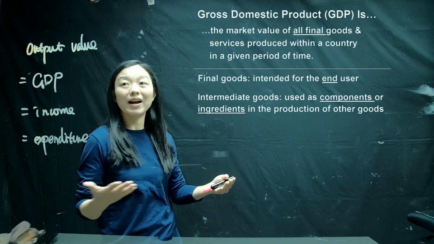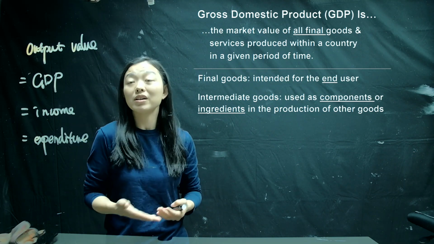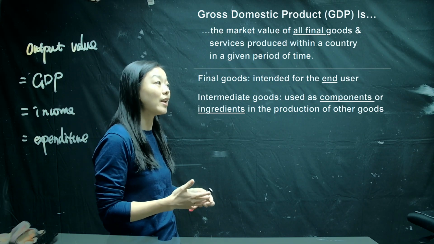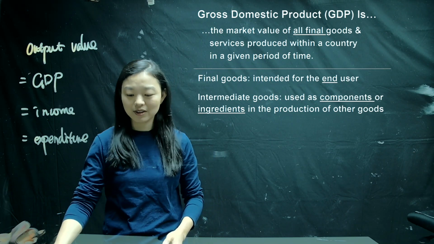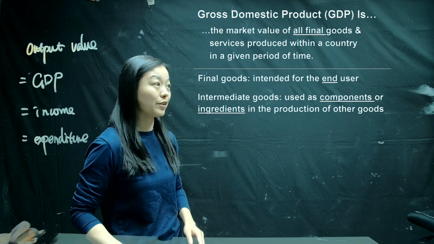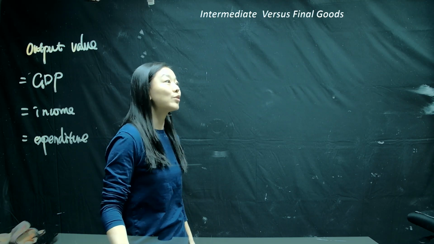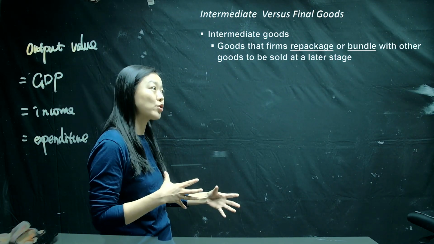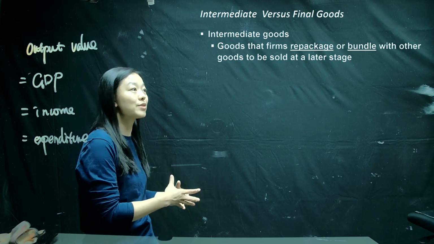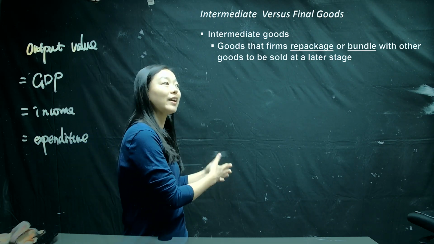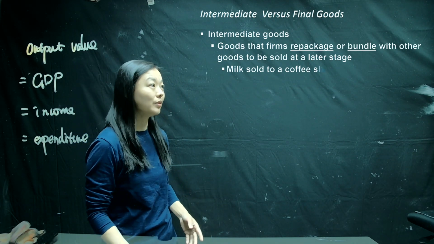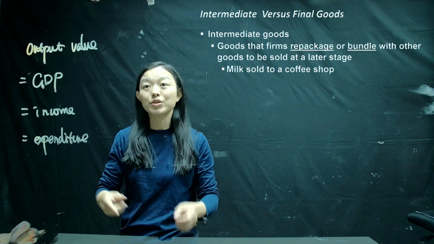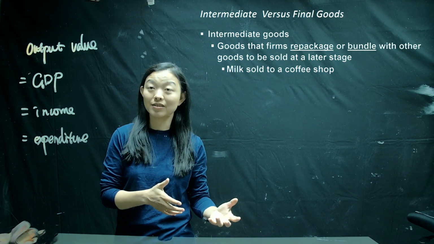Compared to final goods, we have intermediate goods. Intermediate goods we just use as a component or ingredient in the production of other goods. I will explain the intermediate goods later. So for intermediate goods, they are the goods that firms will repackage or bundle with other goods or services sold at a later stage. So for example, the milk sold to a coffee shop. The coffee shop might use the milk to produce latte, right?